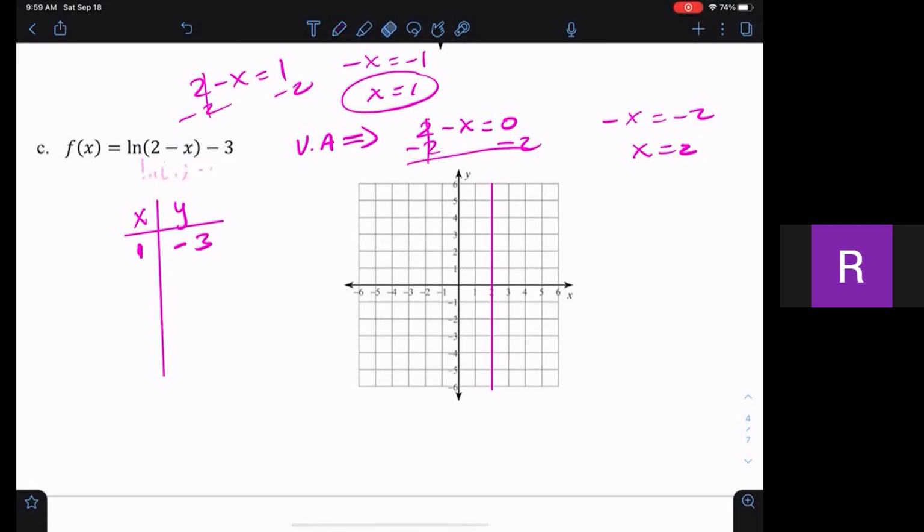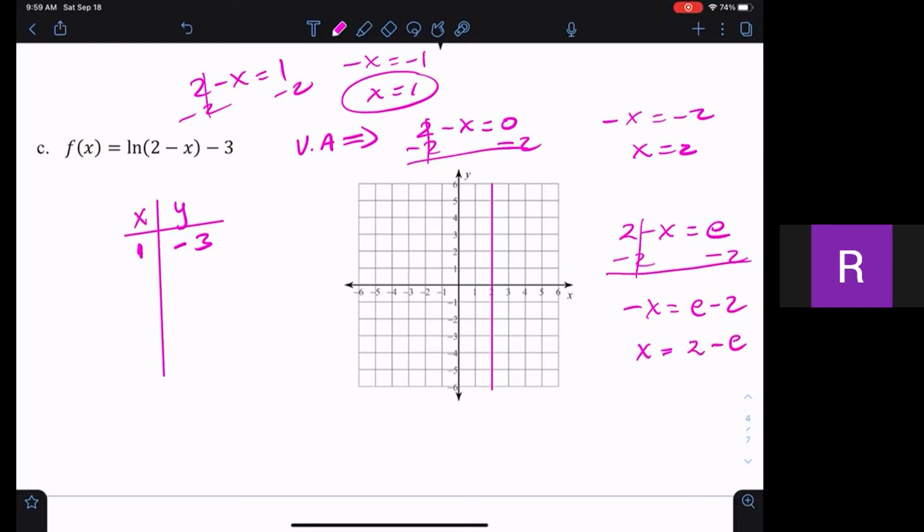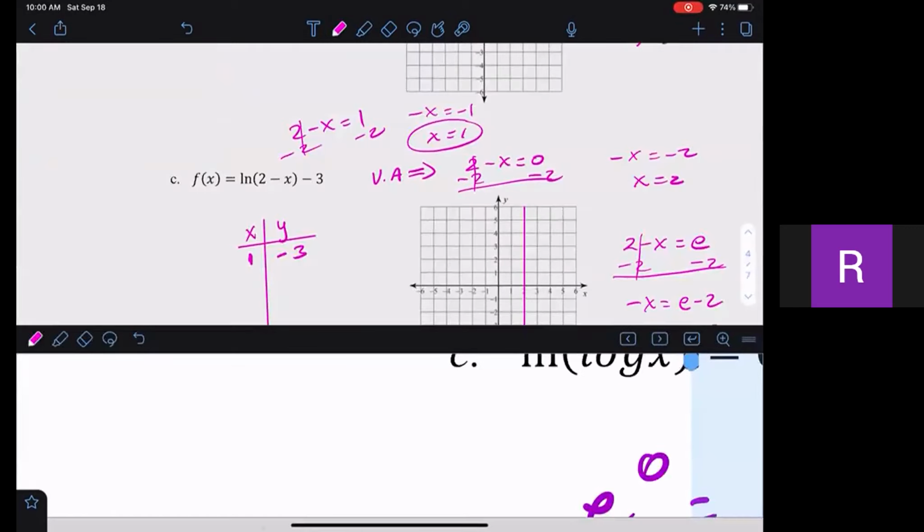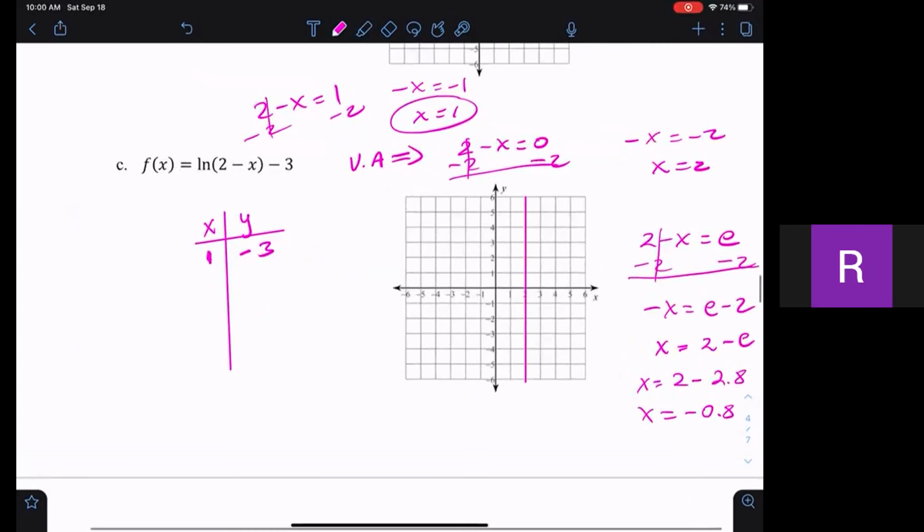Okay. And what else? Then we need to get e there, right? So 2 minus x equals e. So subtract 2 on both sides. Negative x equals e minus 2. But you have to divide by negative 1. So that's going to be 2 minus e. So 2 minus 2.8, to round it, is going to be negative 0.8. So negative 0.8 is this number.